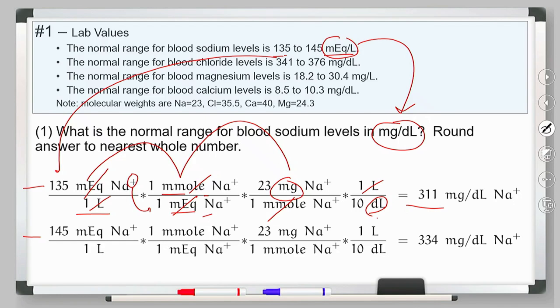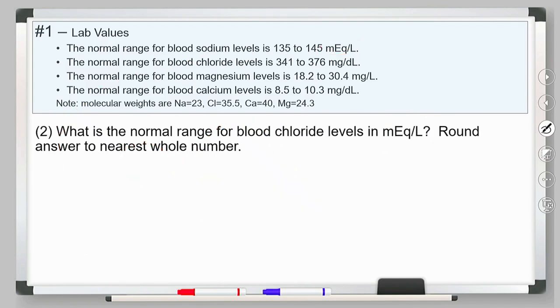Okay, one way or the other. And again, I won't belabor looking at the lower value. You can do that math on your own when you practice. Now let's go the opposite direction, because now we want to do chloride, and we want chloride in milliequivalents per liter, but we're starting with milligrams per deciliter. So it's really the same question for chloride, going the opposite direction.